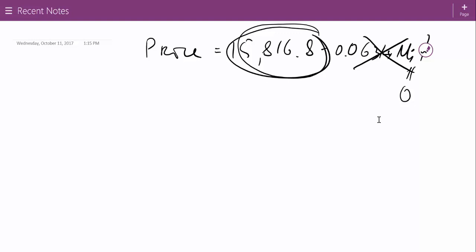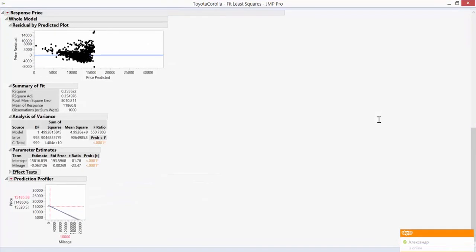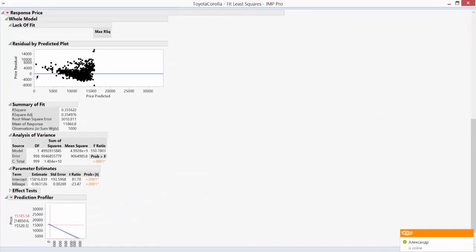So therefore, this number, 15,816.8, I'm tempted to interpret that number as the value of the car if mileage is 0, or it's a brand new car, right? That is a valid interpretation only if mileage equal to 0 is a part of my data set, okay? So let me explain what I mean by that, okay? And it is actually painful.